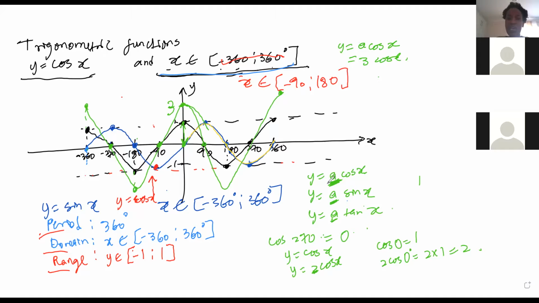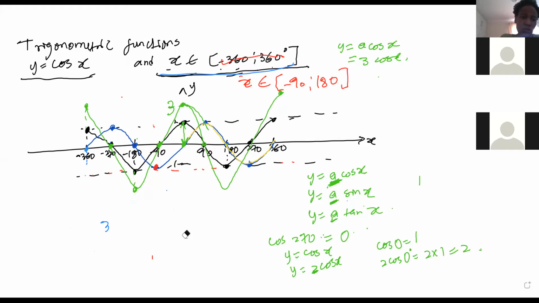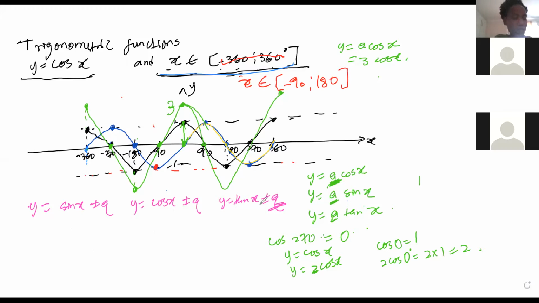Okay, so that's what the A does there. Then let's look at the other things. Now you are given y equals sine x plus or minus q, or y equals cos x plus or minus q, or y equals tan x plus or minus q. So now let's look at what the q does to the function or the graph.